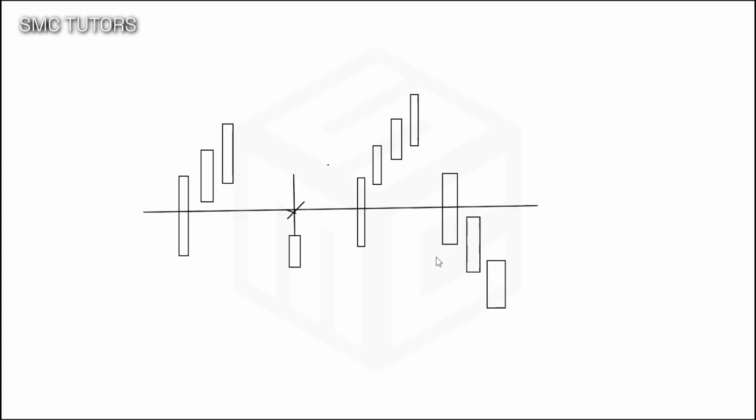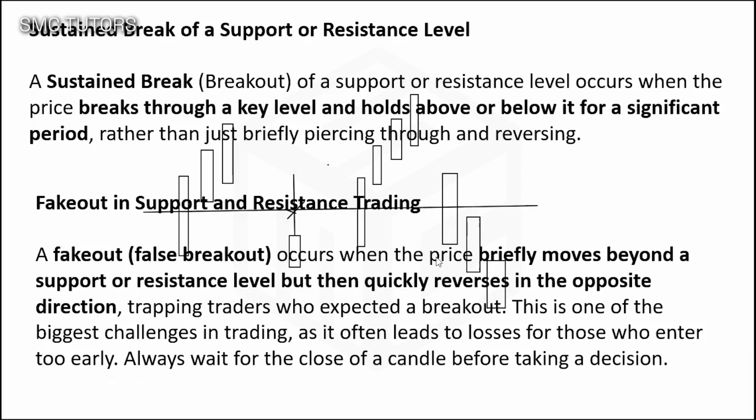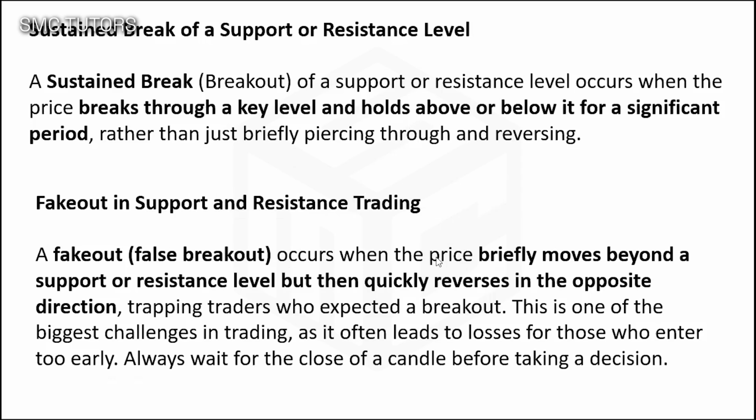So that's sustained break. The next is fake outs. Fake out of support and resistance zone. Like I've mentioned earlier, when we get a level and we get a candlestick going above the level, but before this candlestick closes, it comes back and closes below the level, which is going to give us a wick to the upside. So a fake out happens when price breaks a level briefly, but then reverses strongly in the opposite direction.